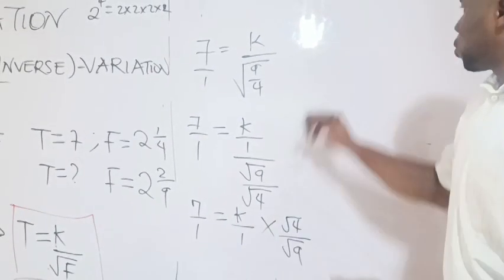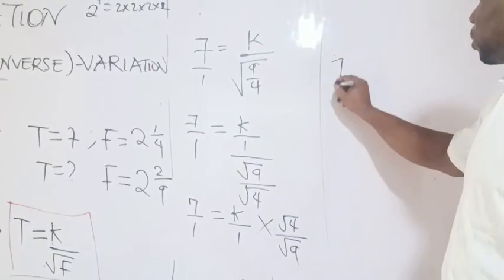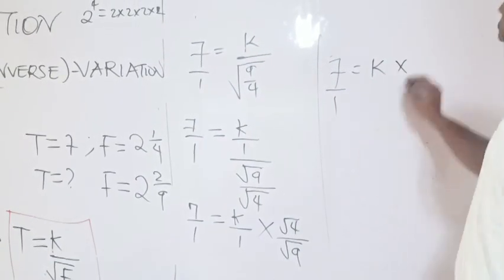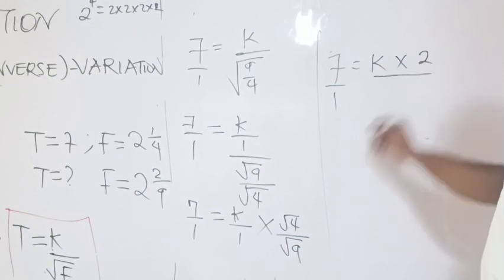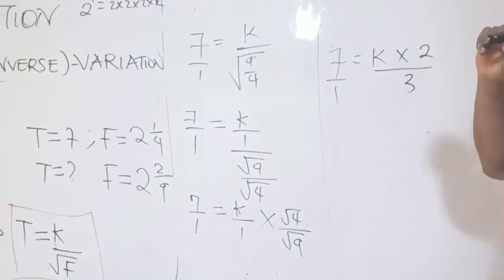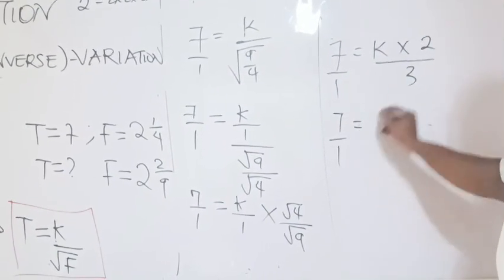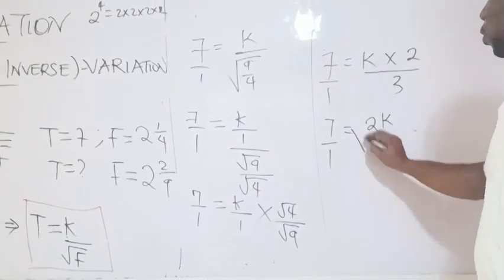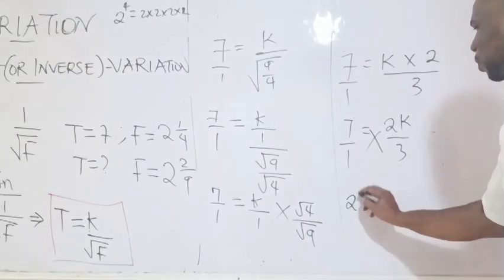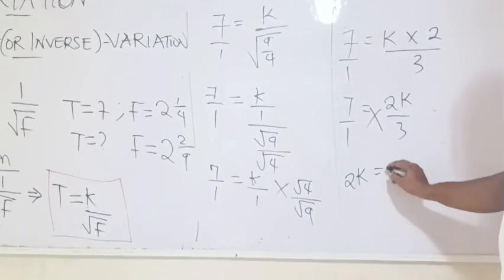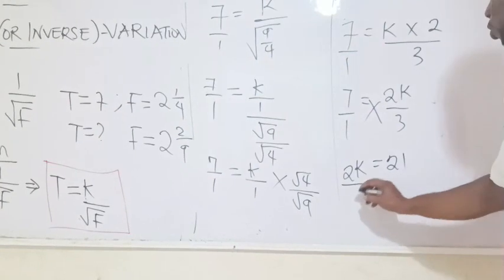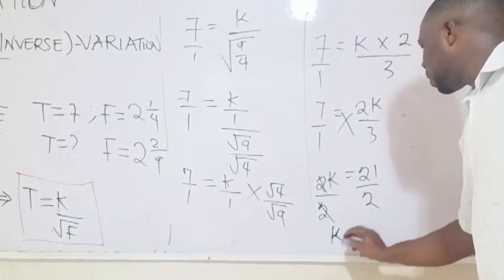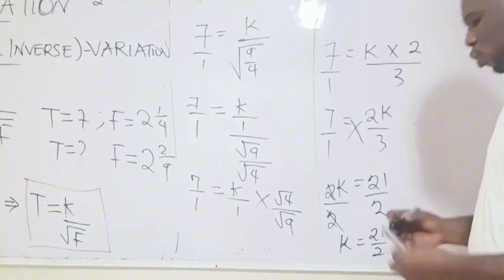So this translates to 7/1 is equal to k over 1, that's still a k, times square root of 4 is a 2, over the square root of 9 is a 3. Right, so 7/1 is equal to k times 2 is 2k over 3. Then when you cross multiply, 2k times 1 gives us a 2k, equals to 7 times 3 is 21. So you divide both sides by 2, so it turns out to be that k is 21/2.